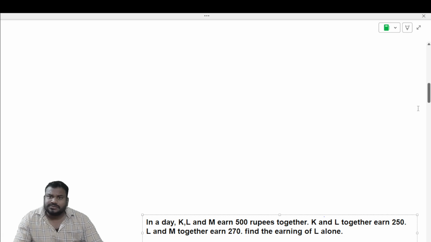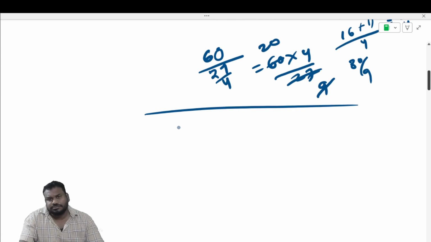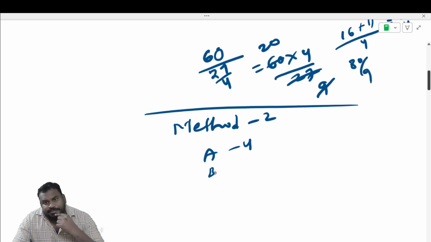So okay, there is another way as well. I'll tell you. See, as per the question, method 2: A is working for the first 2 days and the last 2 days. So A is working for 4 days. And B is working for 16 days, because in 20 days the work is completed. So 20 minus 4 is 16 days.